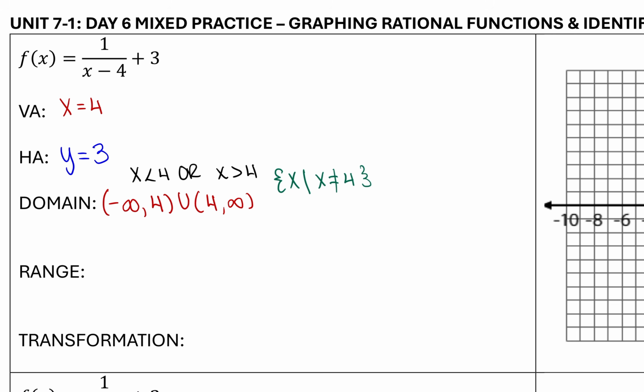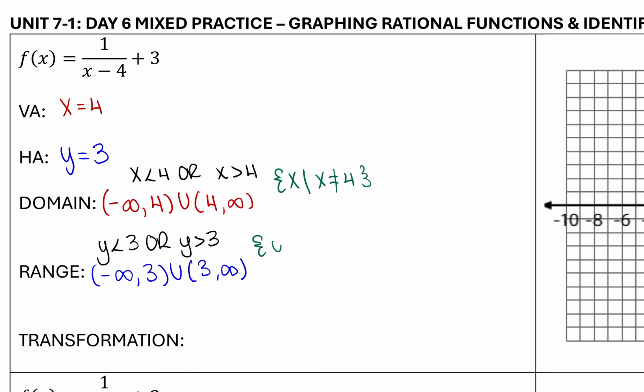For the range, we have the following inequality notation. We have it as y is less than 3 or y is greater than 3. We also have the interval notation from negative infinity to positive 3, union from positive 3 to positive infinity. We also have the set notation, which is given to us by all y's, in which y cannot be equal to 3. Otherwise, it will make it undefined.